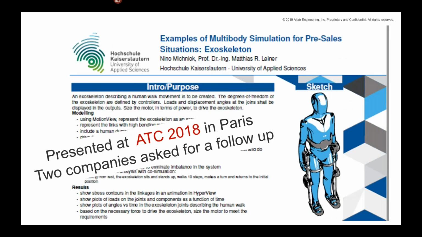One example, and I'm personally pretty proud about this example because I know this professor in person, is an exoskeleton project. The different facets of this research is currently integrated in a teaching package. The first results have been shown at our ATC. That's Altair Technology Conference 2018, so last year in Paris. The great thing was, after presentations, 2 companies asked for a follow-up. And this year, there's another ATC taking place in October in Detroit. Kind of updated version of this project will be shown.